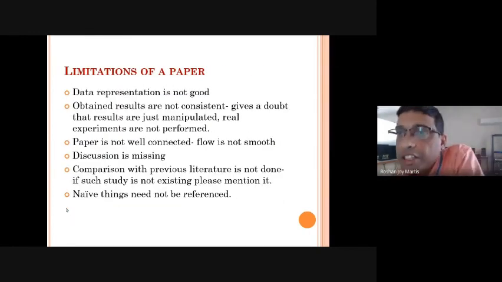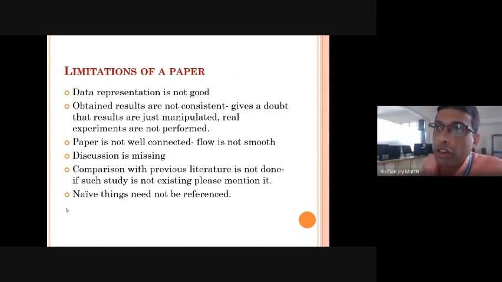Some limitations of a research article: data representation is not good, suppose. You frame a hypothesis and you represent the data, and the reader cannot connect the data to the hypothesis, cannot understand it. So you have to represent the data in such a way that your hypothesis is proved. The research questions you put in your research paper need to be proved by seeing the data. So such results you highlight, and results which do not prove that or are not along that direction are not required. When you write a research paper, the representation of the data should be good.